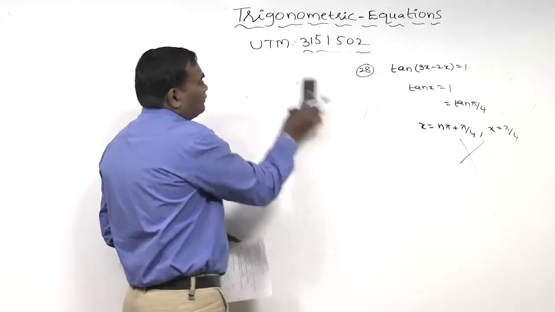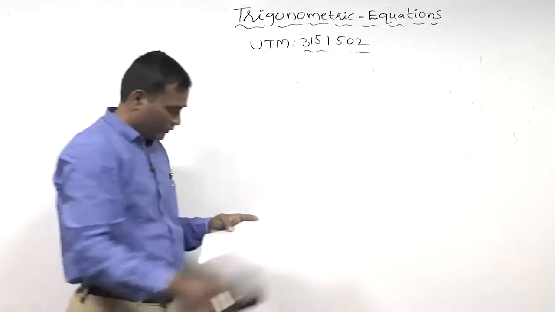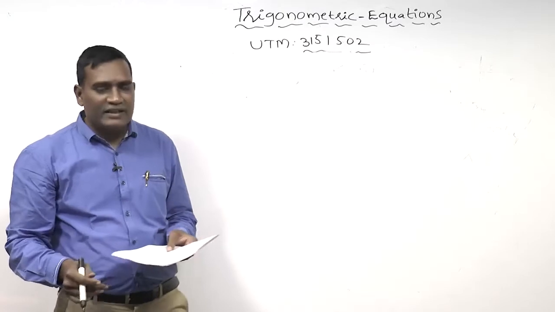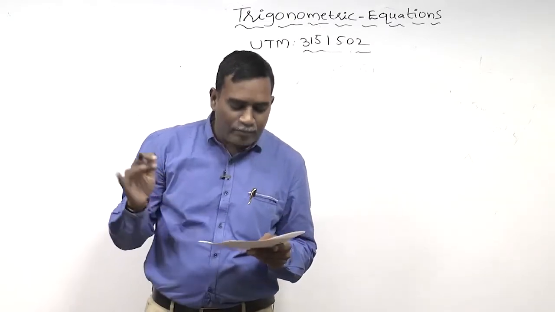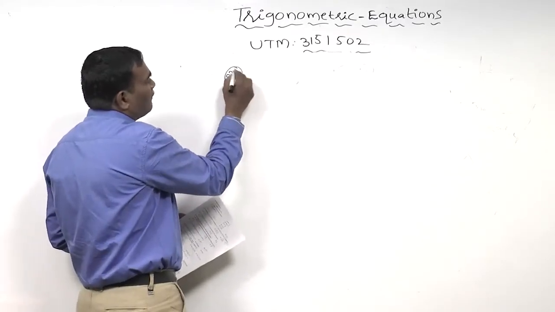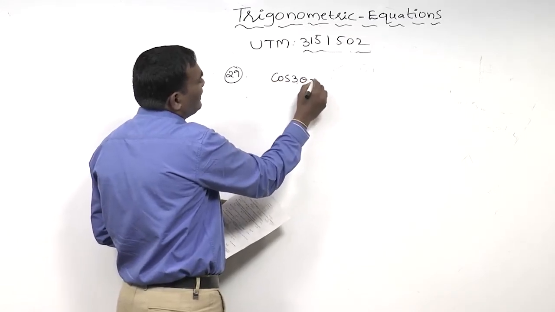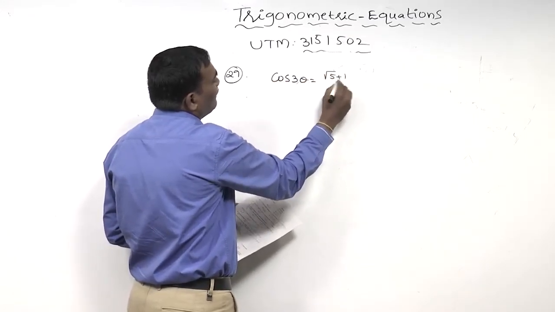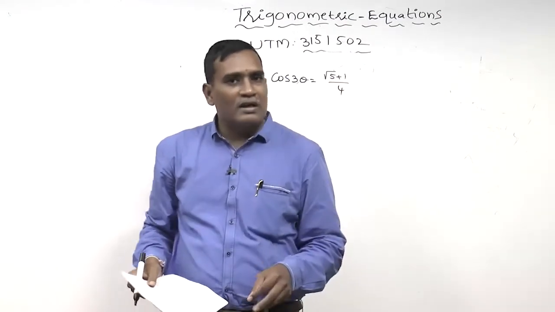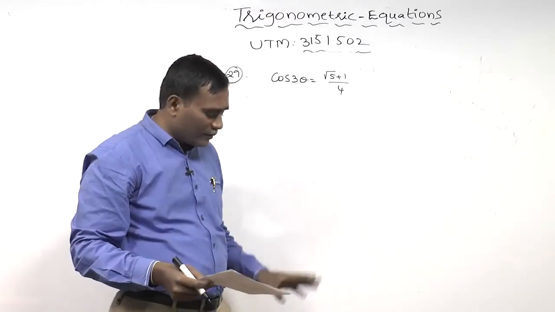Next, question 29. Simple question. The solution of cos 3 theta is equal to root 5 plus 1 by 4. When is cos equal to root 5 plus 1 by 4? Cos 3 theta is equal to root 5 plus 1 by 4. What is sin 18? Root 5 minus 1 by 4. Not cos 18. Sin 18 is root 5 minus 1 by 4.